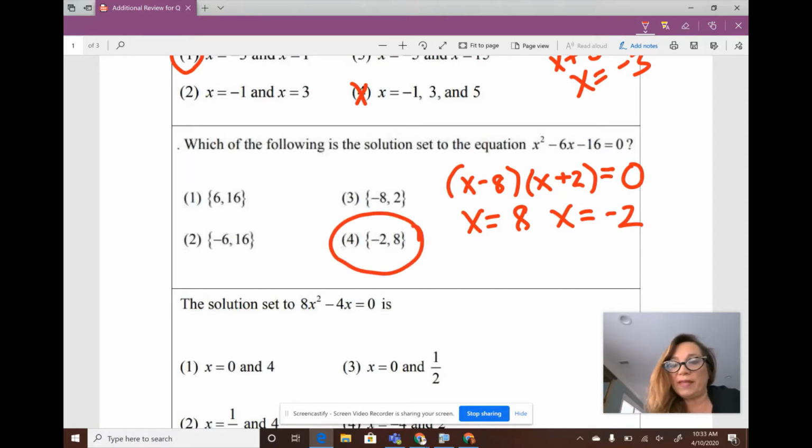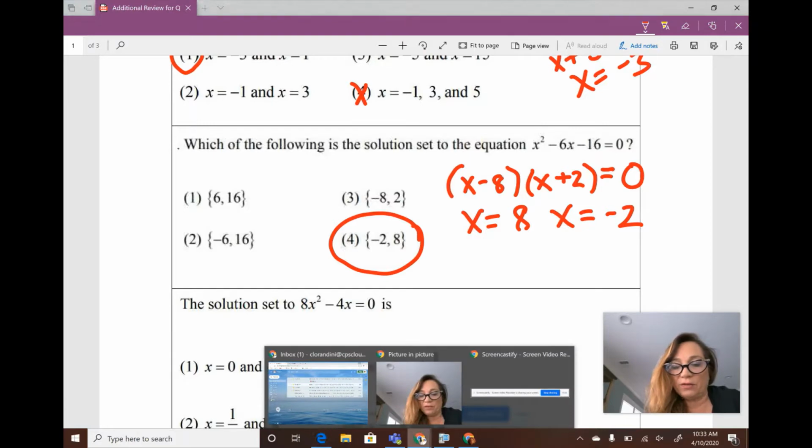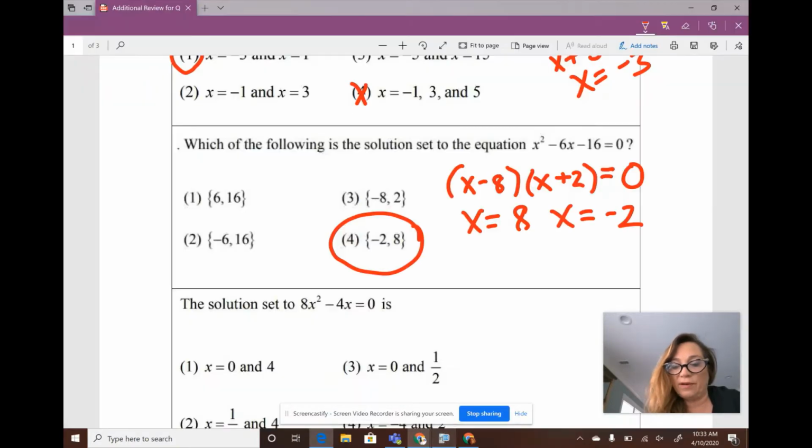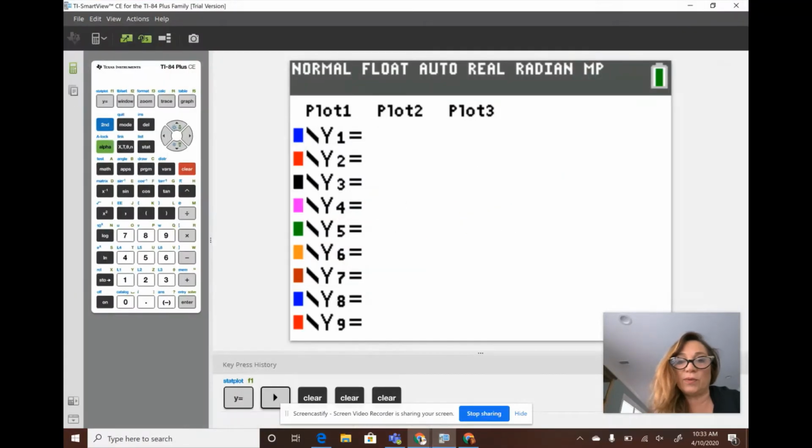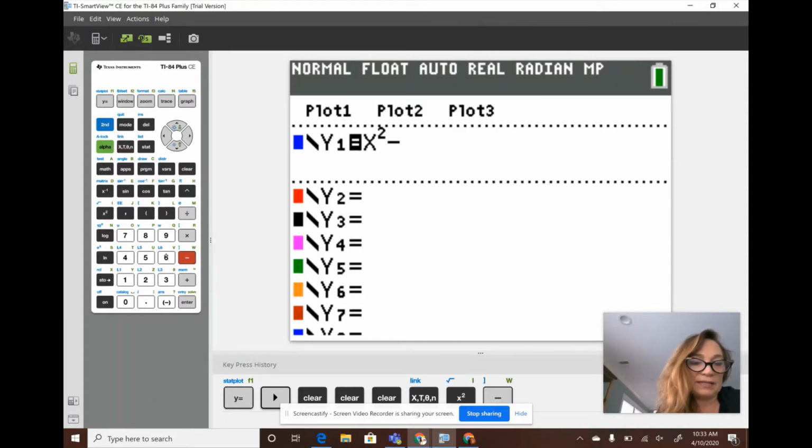I just want to show you on the calculator how that can also be checked. But of course, I have to remember what it says. X squared minus 6x minus 16.